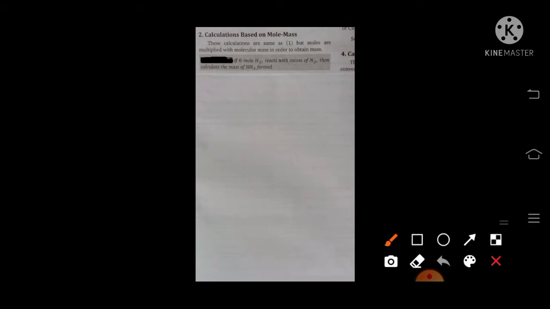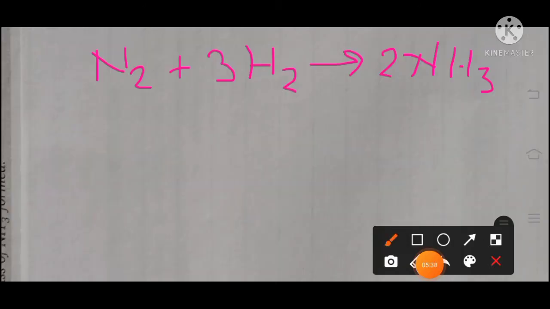First of all, we write the chemical reaction. Step first. The chemical reaction is N2 plus 3H2 gives 2NH3. That is, 1 mole of N2 reacts with 3 mole of H2 to form 2 mole of ammonia. Is that clear? Here the relation between moles and mass is the molar mass, which we can take in gram molar mass or in kilogram molar mass.